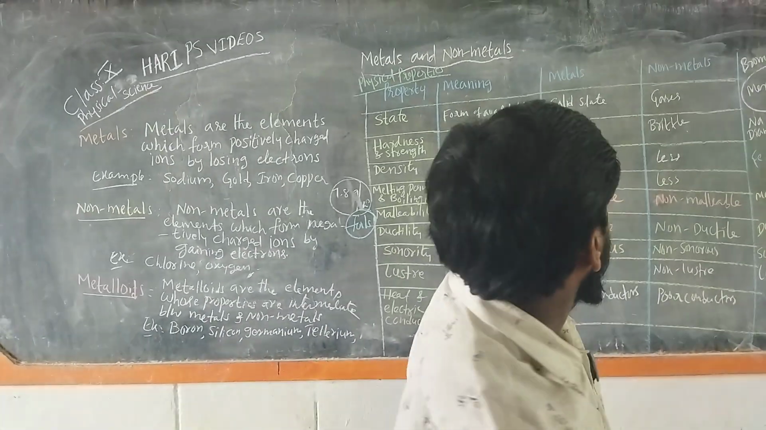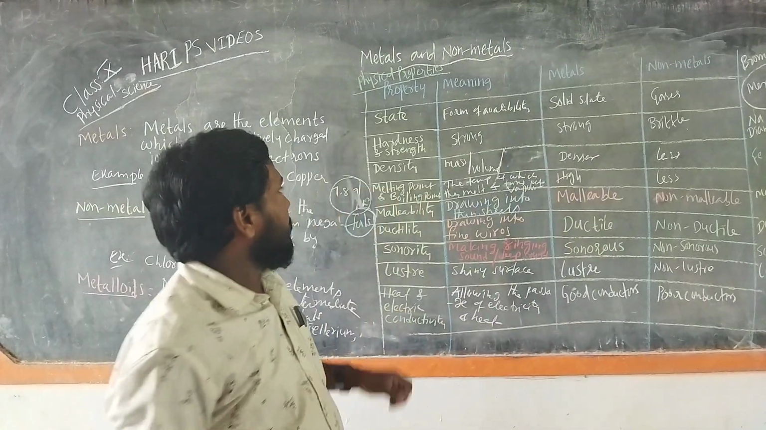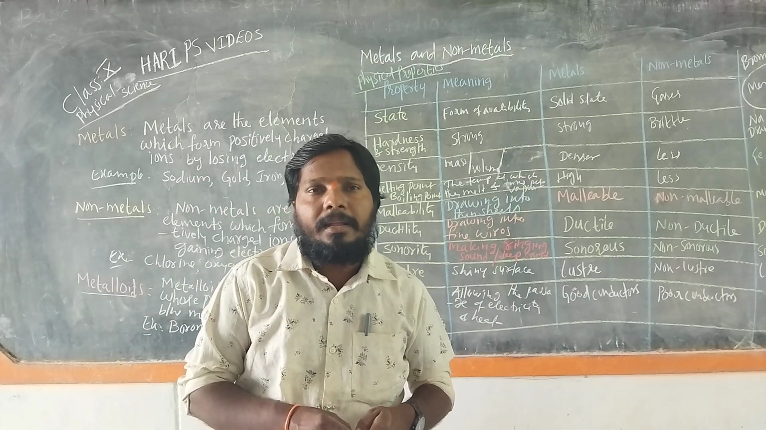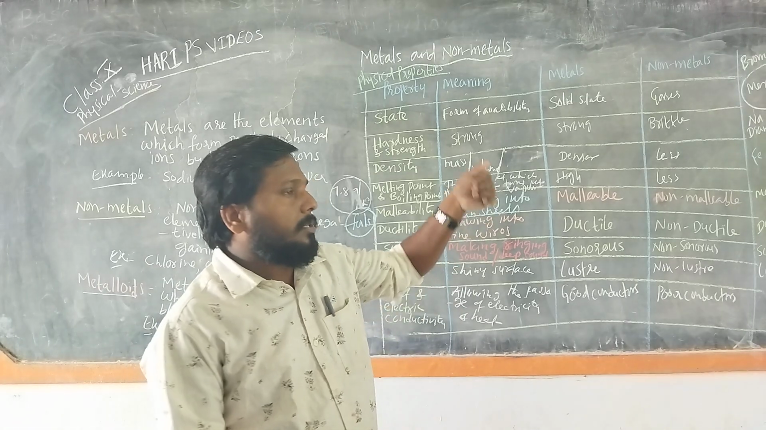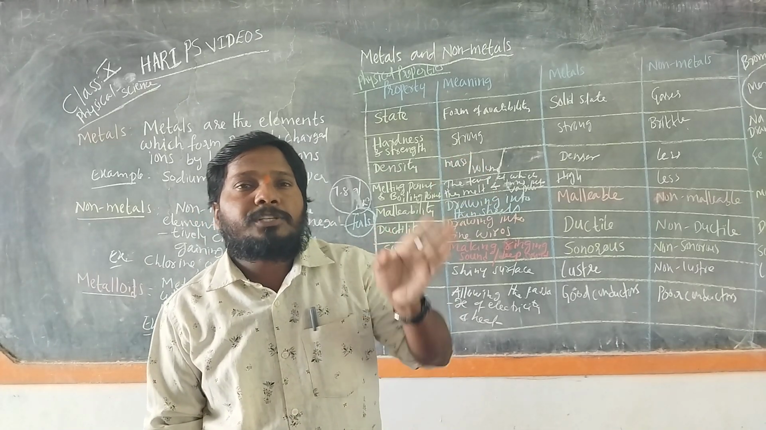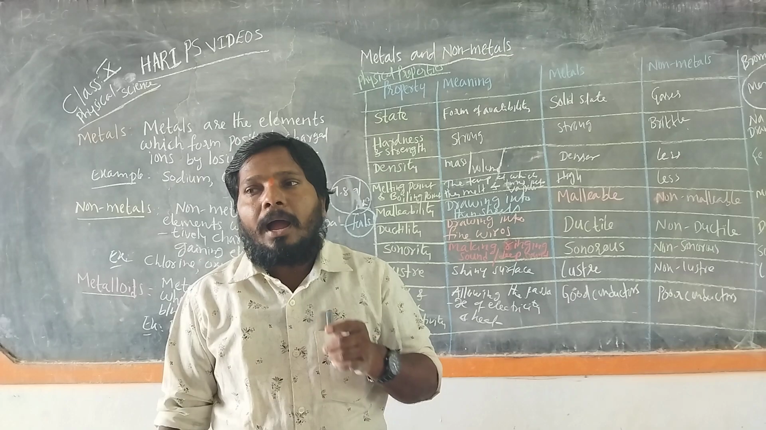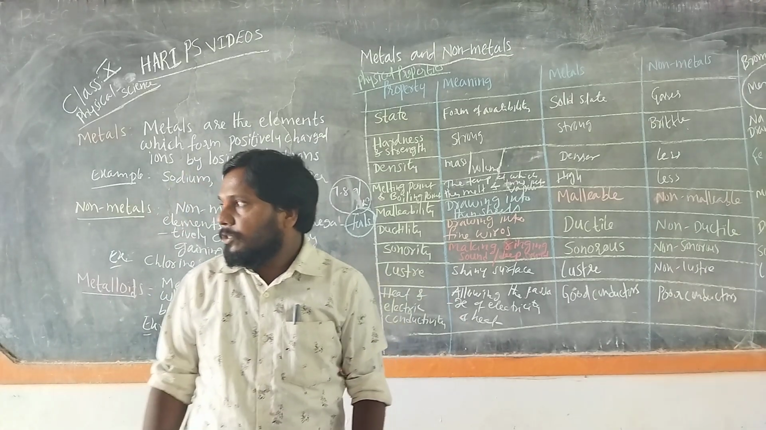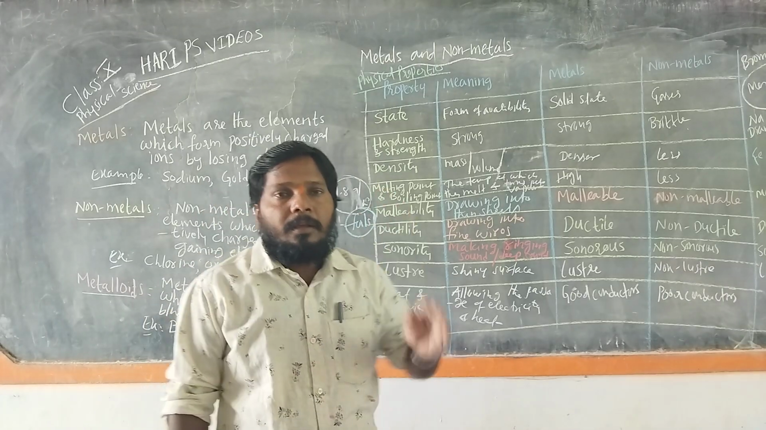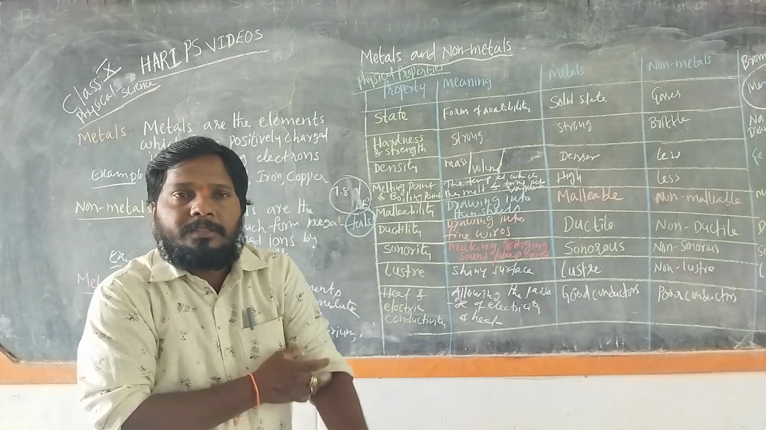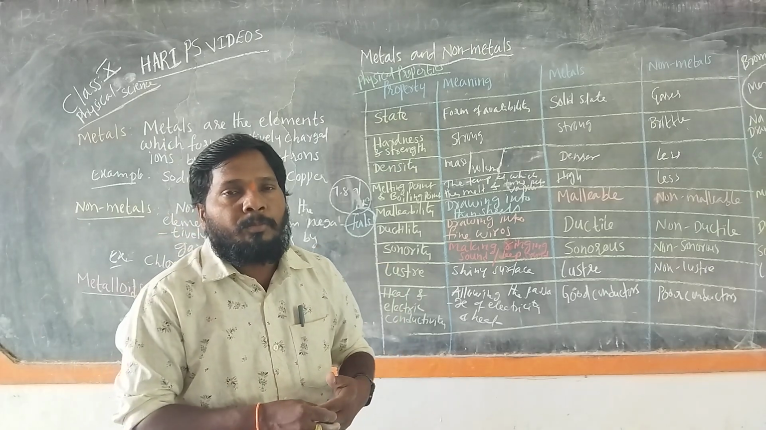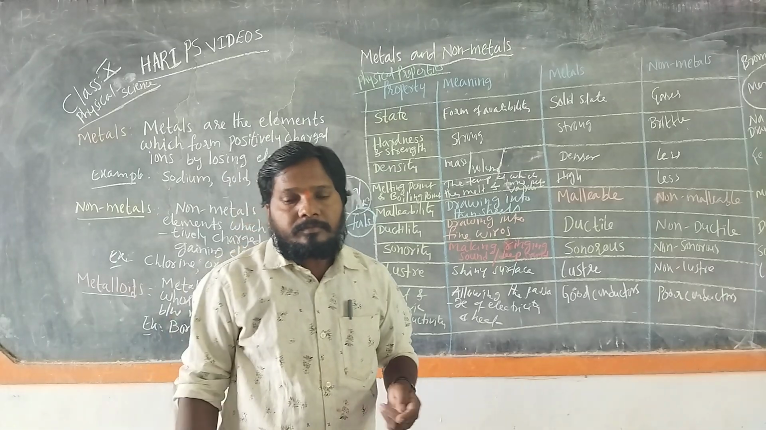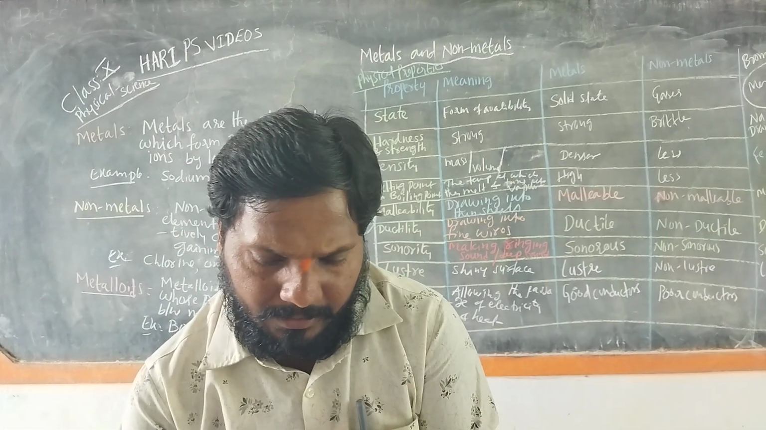Then coming to hardness and strength. Metals are hard in nature. But mercury is a liquid, and sodium and potassium are soft metals. We are able to cut them with a knife, but we cannot cut aluminium or iron with a knife. Then density.